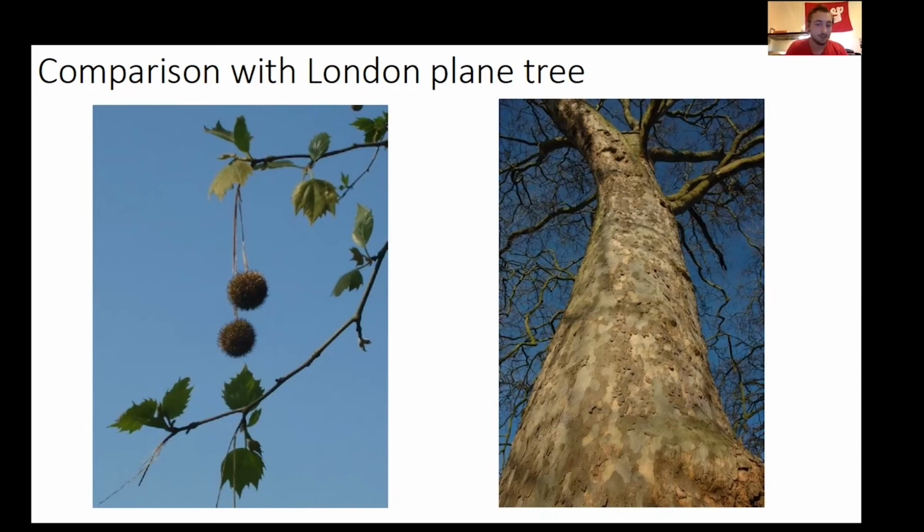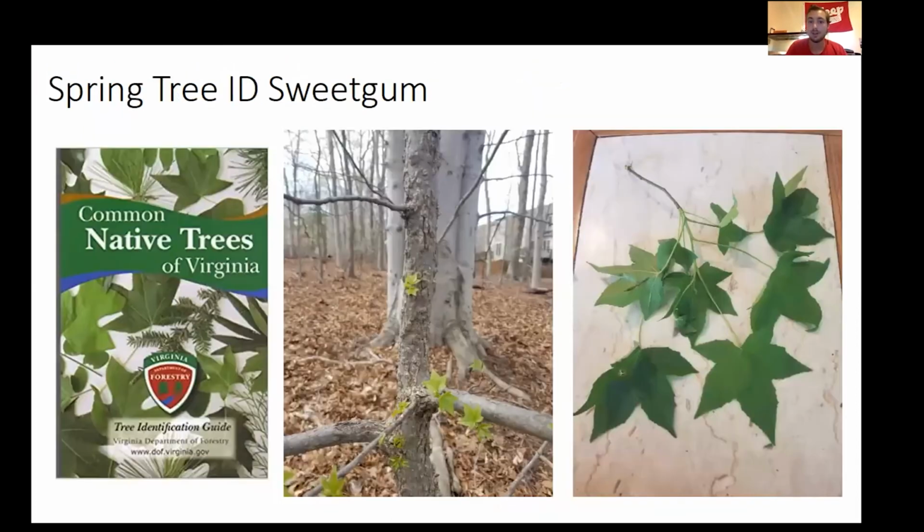Okay. So we're going to run through our common native trees of Virginia Key with our Sweetgum. This is a leaf sample I collected just yesterday. And this is a picture of when the leaves are just emerging in Sweetgum, when I was first doing it back in April for a UMD class.